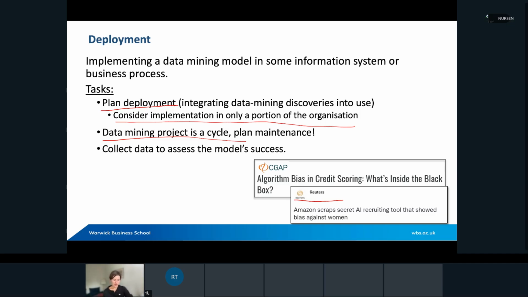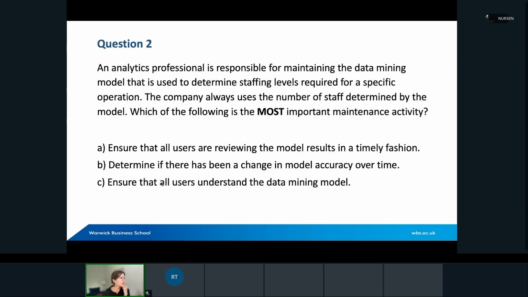Okay. So we are over the time, so I will just have the second question. I'm not going to ask you to run Vevox, but you can directly type into the chat. What would you do for the second question? Again, it asks for the most important maintenance activity. These are all important, but one of them is much more important than the others. A, B, C, what would be your answer?